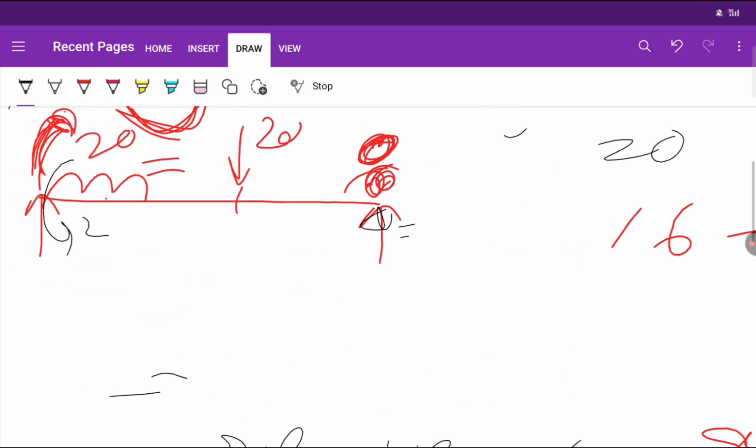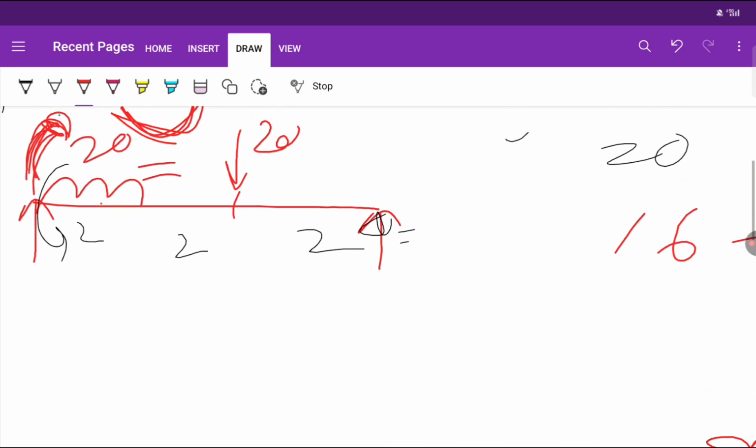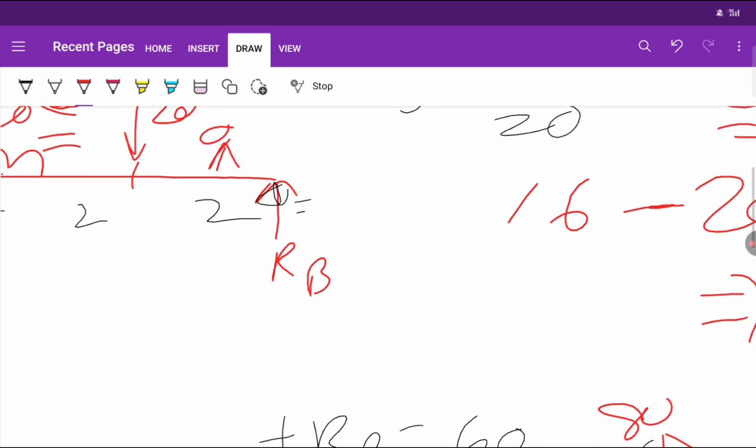This is 2 meter, here 2 meter, here 2 meter, okay? Now calculating the shear force diagram, I want to calculate from right to left, okay? I am here. At this instant, I have how many mangoes? Only RB mangoes. What is RB here? RB is 20, right? So 20 mangoes.